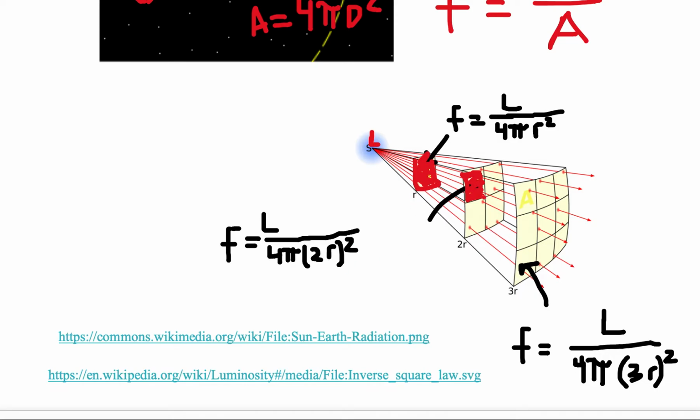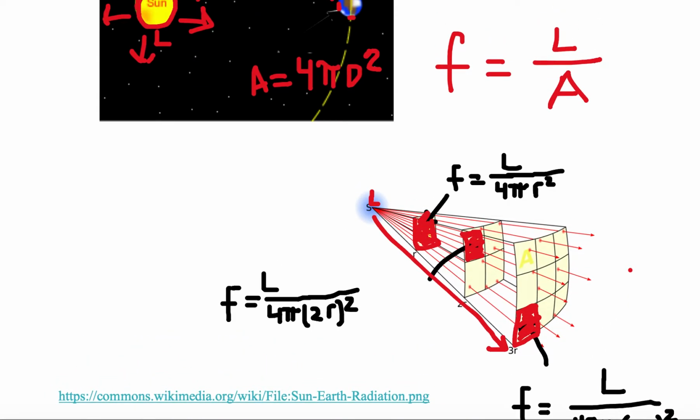Same thing, the light continues to spread out, and notice we have fewer and fewer light rays passing through 1 square meter as we step further and further away. So now we want to find the flux at a distance of 3r. So now we're at 3r. The flux is always the luminosity, the surface of the source, divided by the area, and the area is always defined as 4 pi d squared. d in this case is 3r, so it's 4 pi (3r) squared. This is how you find the flux.